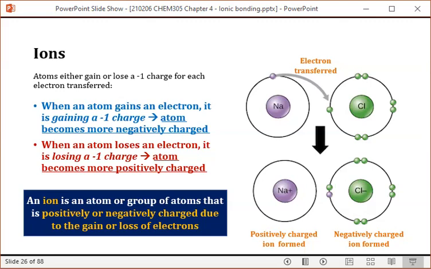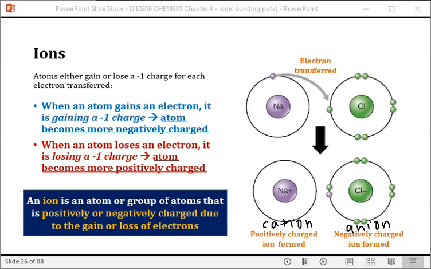And when this happens, you end up forming a positively charged ion. When an atom loses an electron, it loses a negative charge, so it becomes more positive. Or you end up forming a negatively charged ion if an atom gains an electron. And we call positively charged ions cations, and we call negatively charged ions anions. So cation, if something is positively charged when it becomes an ion, and an anion if an atom is negatively charged when it makes an ion.